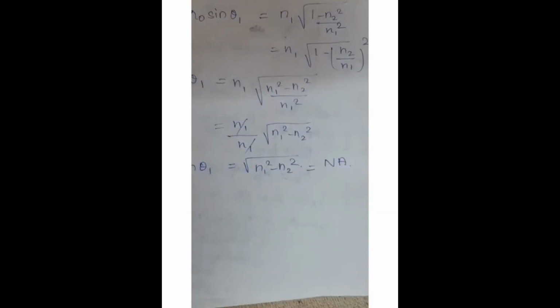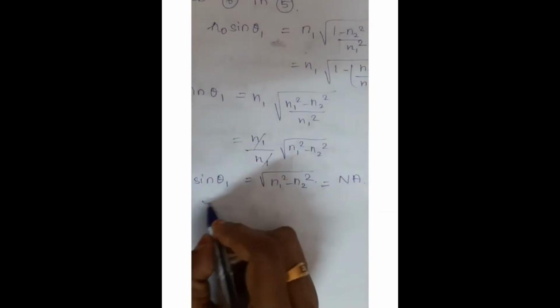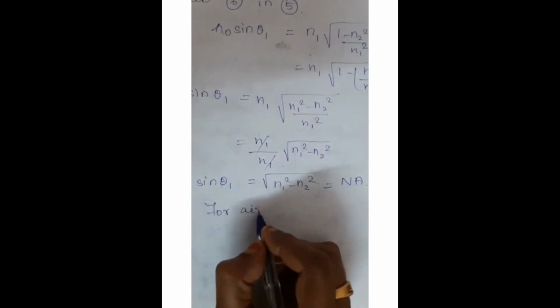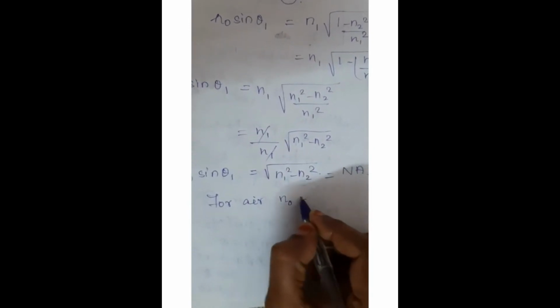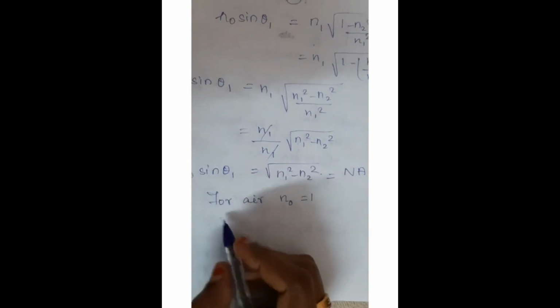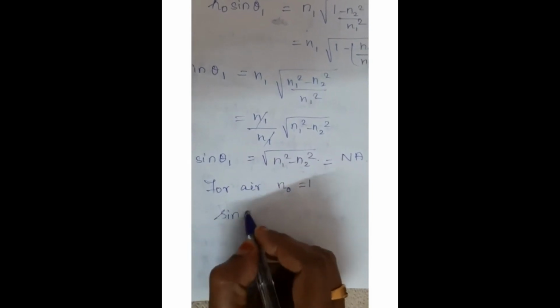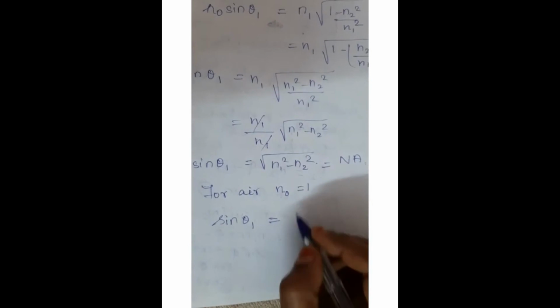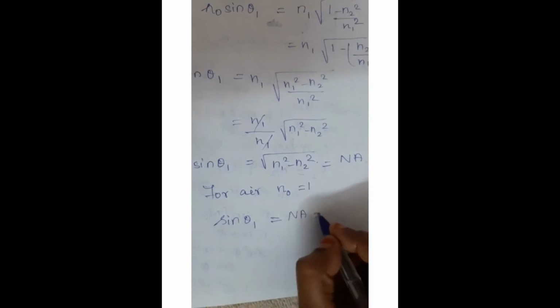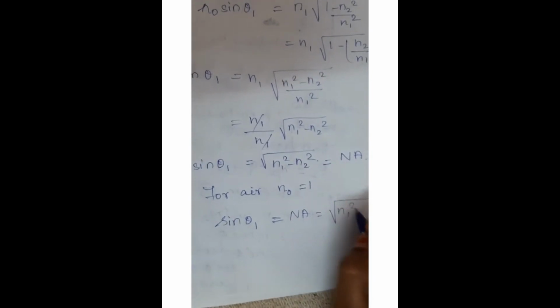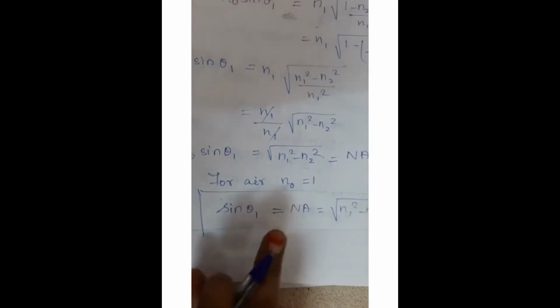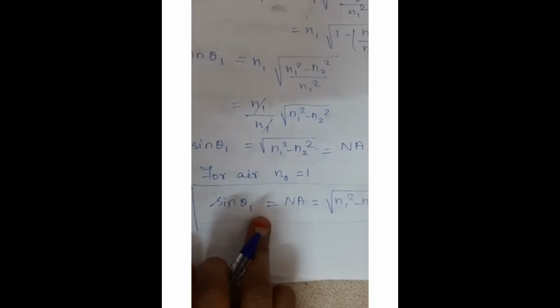So it can be written as the numerical aperture equation. For air, what is the refractive index? For air, the refractive index N0 is equal to 1. So now sine theta 1, that is the numerical aperture, is equal to root of N1 squared minus N2 squared. So this is for numerical aperture.